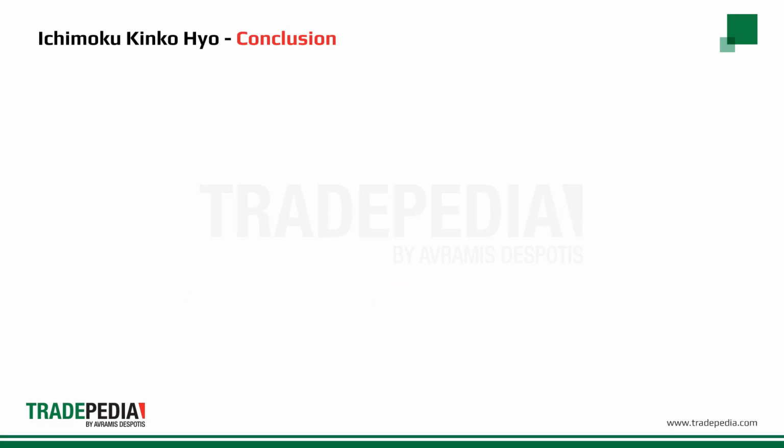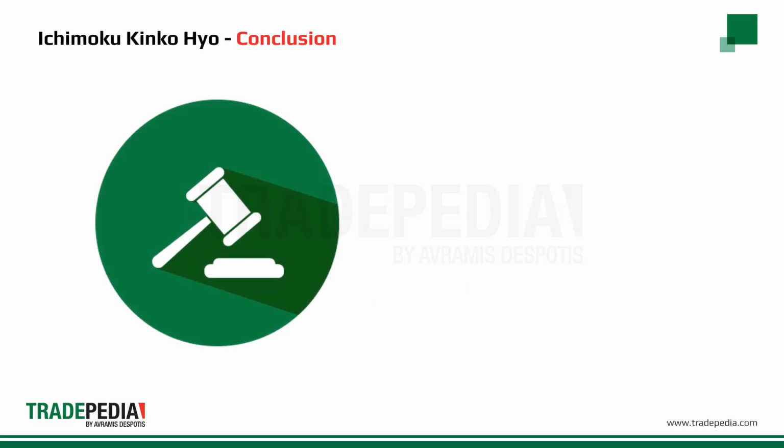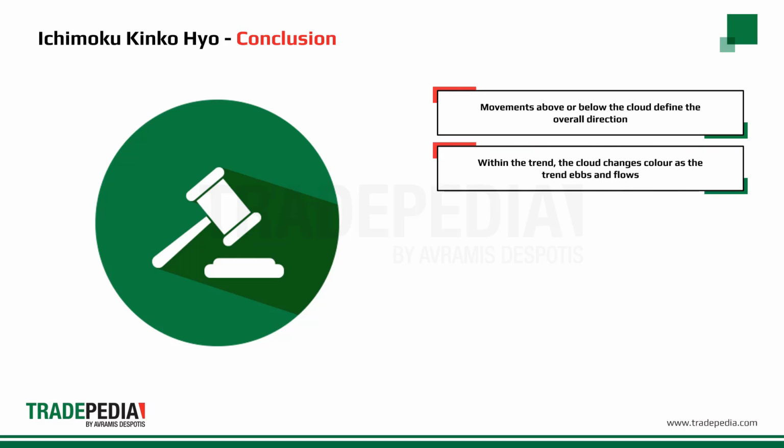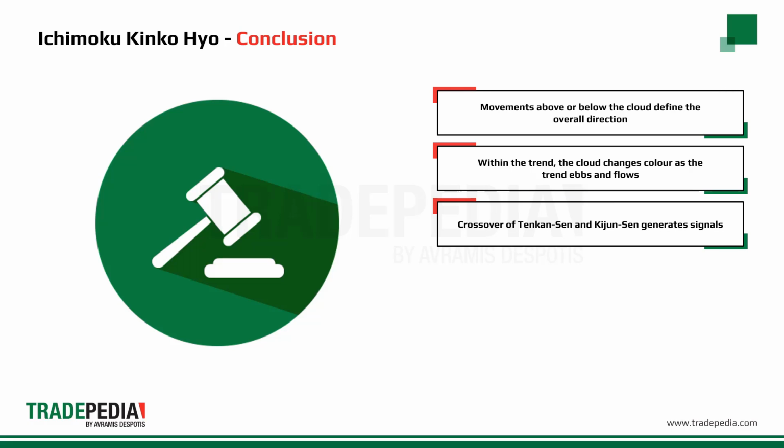To summarize, the trend-following signals focus on the cloud. In general, movements above or below the cloud define the overall direction. If prices are above the cloud, the trend is bullish, and if below the cloud, the trend is bearish. Within the trend, the cloud changes color as the trend ebbs and flows. The uptrend strengthens when the cloud turns green, and the downtrend strengthens when it turns red. Crossover of Tenkan-sen and Kijun-sen generates signals.